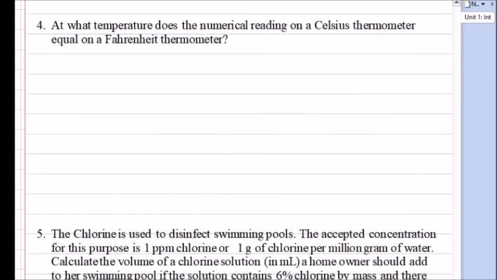At what temperature does the numerical reading on a Celsius equal on a Fahrenheit thermometer? So, gagawin lang naman natin, pag-equalin lang naman natin, no? Okay, so pwede natin gamitin formula, yung sa formula ng degrees Celsius papuntang degrees Fahrenheit, o yung baliktad. So, siguro ang magandang gamitin ko na lang is degrees Fahrenheit equals 9/5 degrees Celsius plus 32.